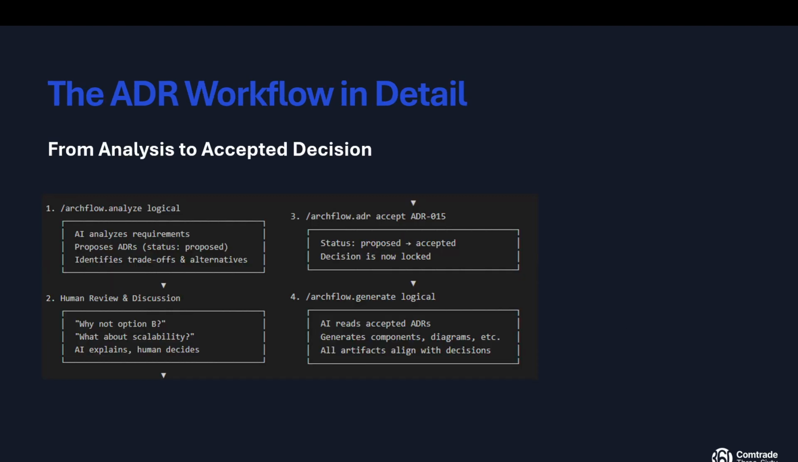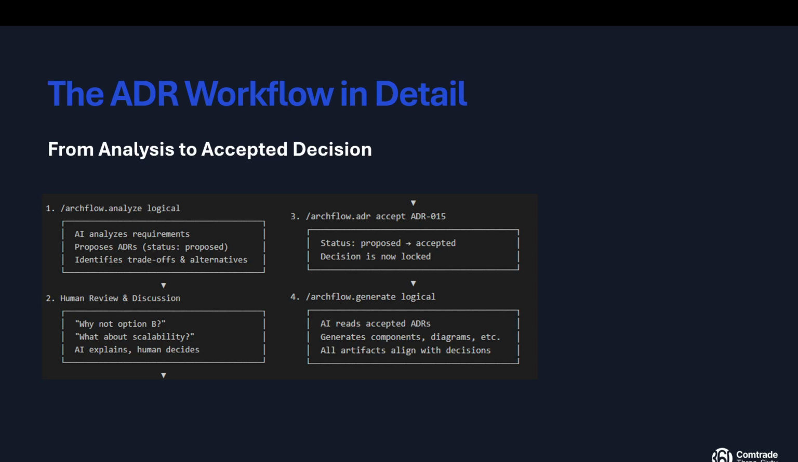Let me now walk you through the ADR workflow step by step using the logical phase as an example. In step 1, you run the command /ArchFlow logical analyze. Then the AI reads your requirements from the foundation phase and starts thinking about the architecture decisions. It proposes ADRs, each with status proposed. These ADRs cover things like, should this be a monolith or microservice? What are the component boundaries? What communication patterns should we use? And so on. For each of those decisions, the AI documents the options it considers and the trade-offs involved.